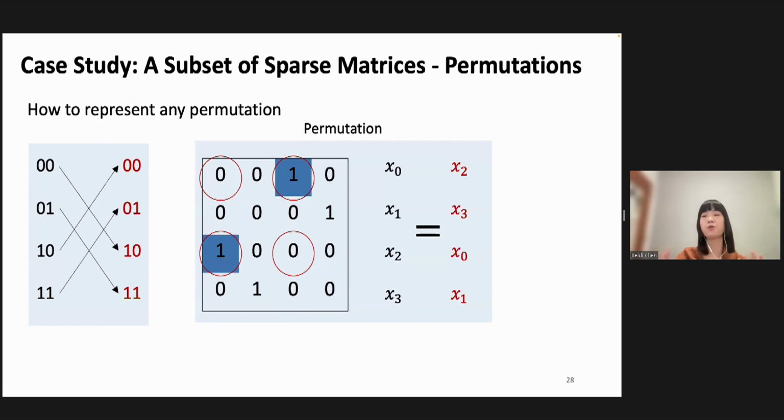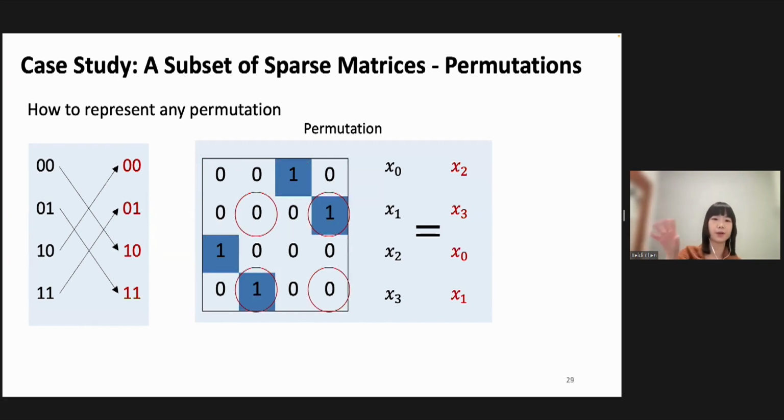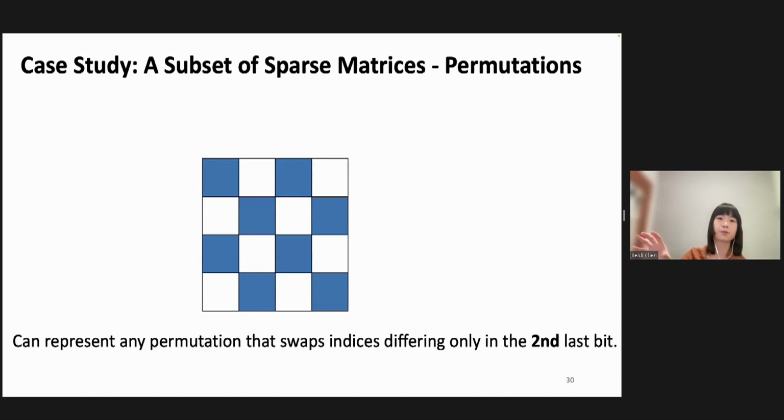And jump over the details. If we allow them to swap their second to the last bit, these 4 positions will control the swap of x0 and x2, and these 4 positions will control the swap of x1 and x3. So now this sparse matrix can represent any permutation that swaps indices differing in the second to the last bit.